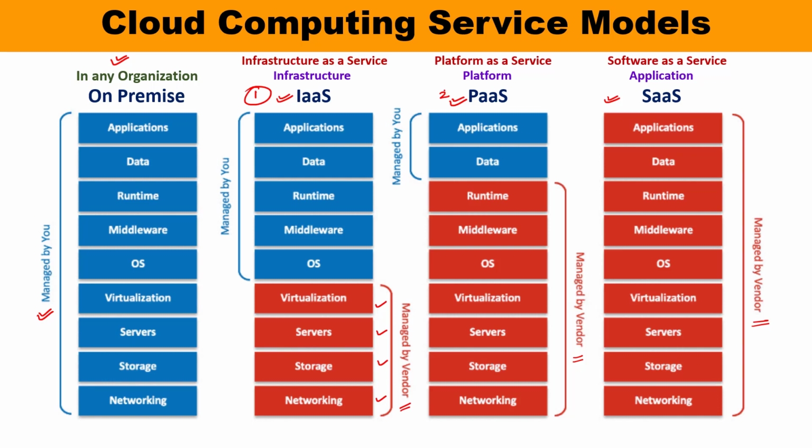Second, PaaS, platform as a service. The same example of the Domino's pizza. You'll be giving the ingredients of your choice to the Domino's vendor, and that particular vendor is preparing the pizza for you by using their own infrastructure facility. Means you are just providing the ingredients and the rest of the things are being handled by Domino's itself. That is what the PaaS is.